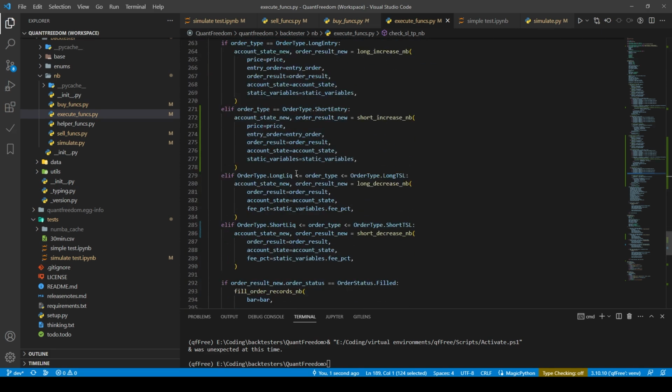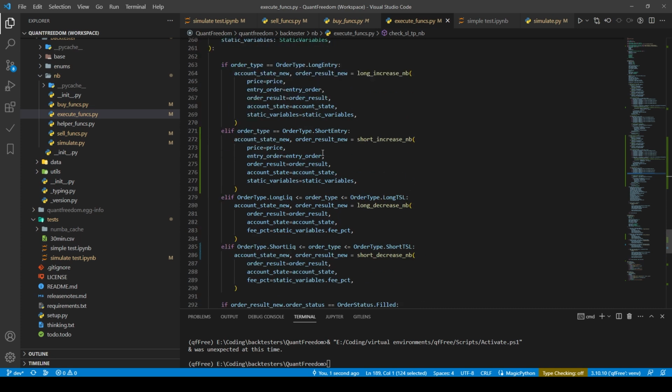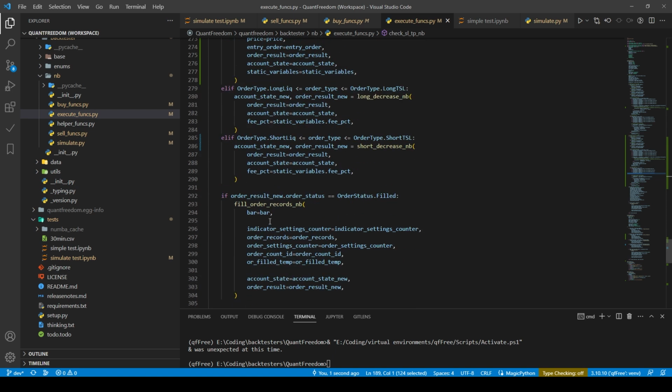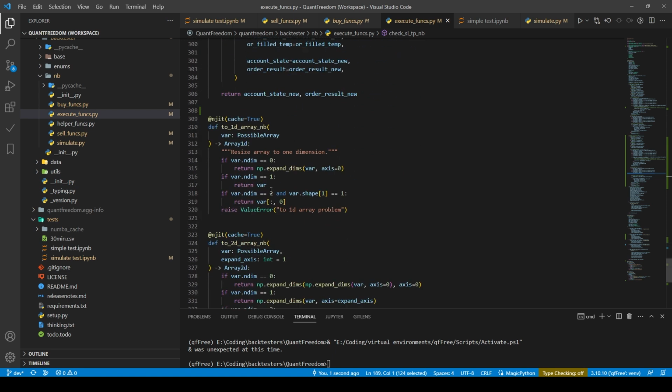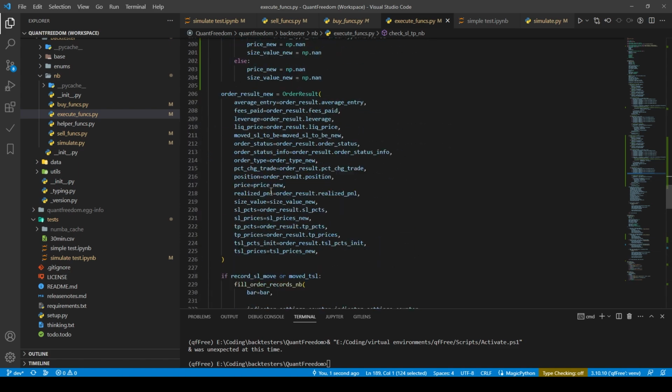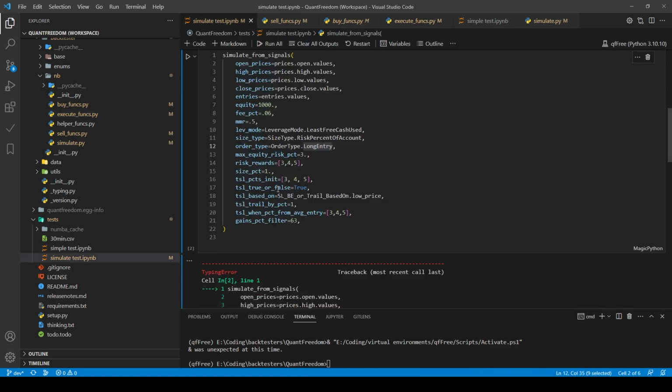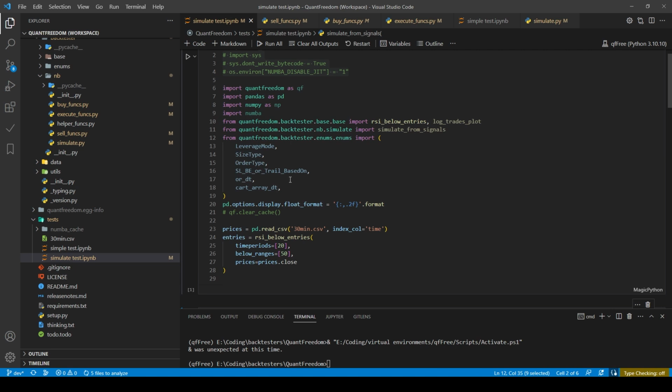And then we also added this stuff, which, oh, I guess we need the price here. Okay. So all of this should, in theory, work. In theory.